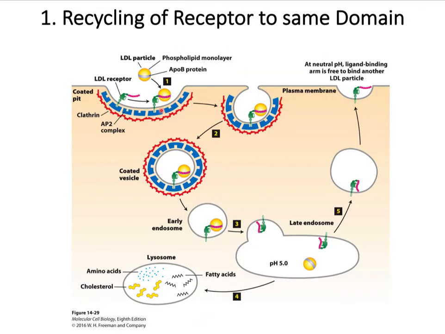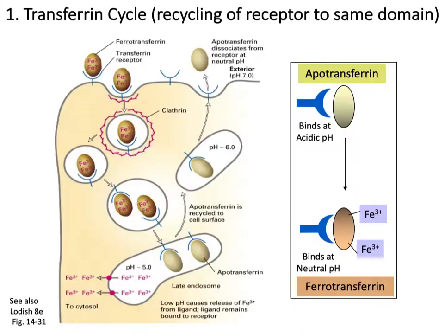So let's go back to the LDL receptor. In this case, the LDL receptor is recycled back, right here, to the same domain which it came from. So again, the LDL receptor is bound to the LDL, taken up by the clathrin-coated pit. The vesicle uncoats to form the early endosome. The early endosome fuses with the late endosome. The LDL particle is sent to the lysosome for degradation, right here. The LDL receptor is trafficked back onto the same domain of the membrane. If this is an apical surface, it goes back to the apical surface.